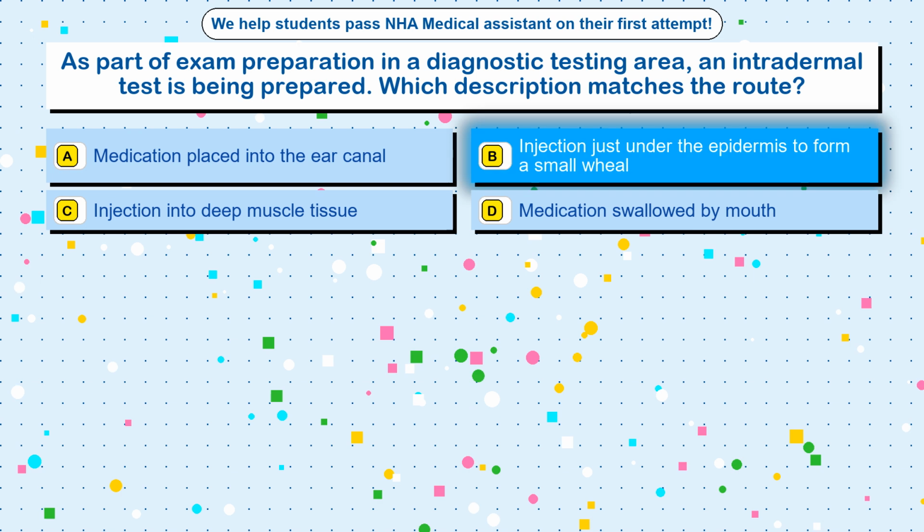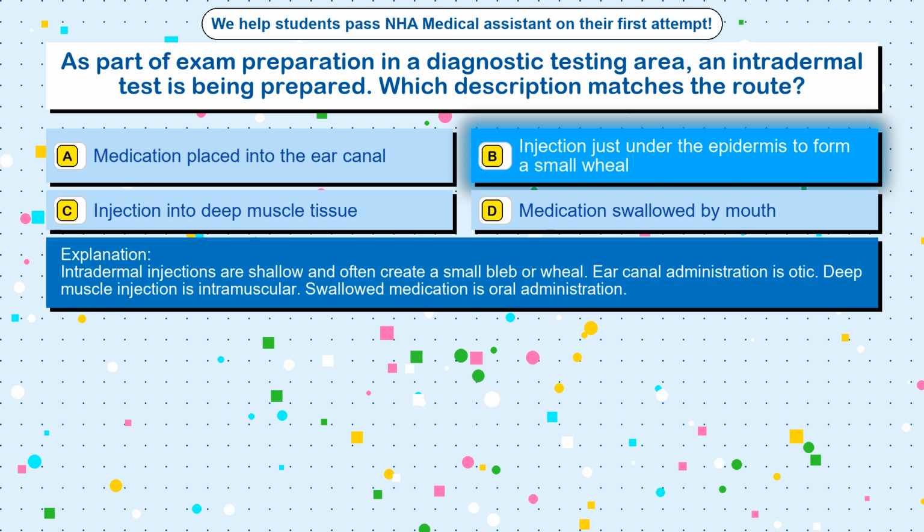The correct answer is option B, injection just under the epidermis to form a small wheal. Intradermal injections are shallow and often create a small bleb or wheal. Ear canal administration is otic. Deep muscle injection is intramuscular. Swallowed medication is oral administration.